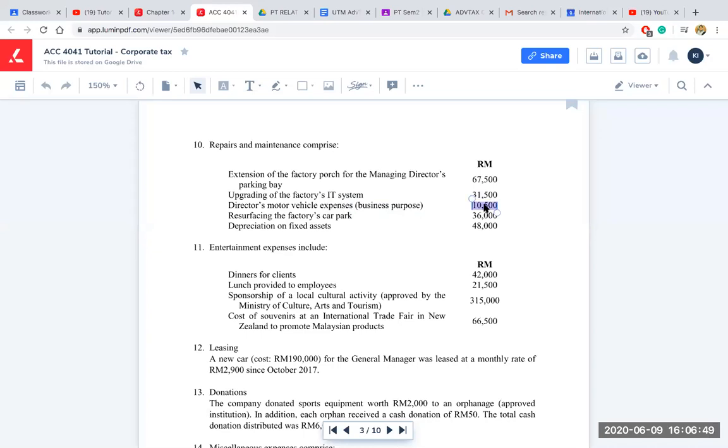So nil. Resurface. You rasa resurface ni apa? Repair. Treatment. Nil, sebab resurface factory car park tu maknanya dia tampal-tampal gitu je lah kot. Alright, so resurface, kalau dia buat baru, surface yang baru, then it's a capital nature. Resurface tu dia tampal lubang-lubang tu je lah. Macam biasa kan, JKR buat. Okay. So that one is nil. And then we have depreciation, of course you have to add back.